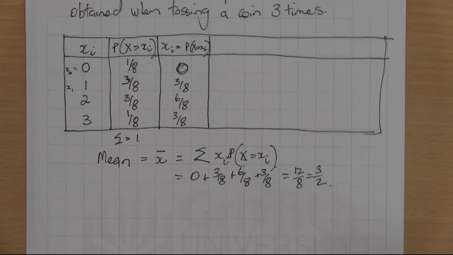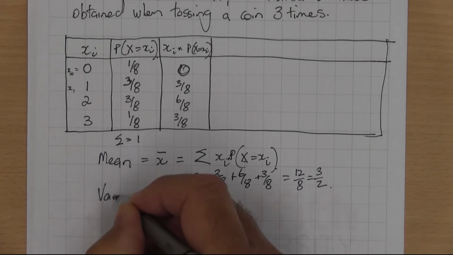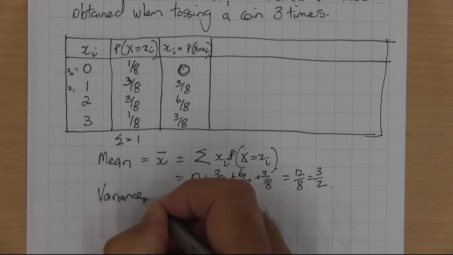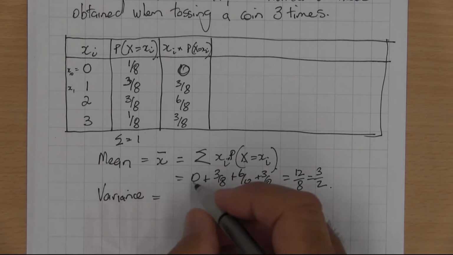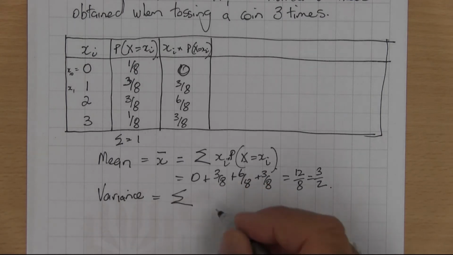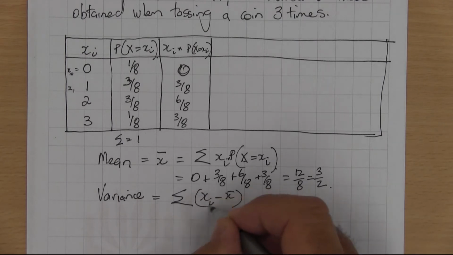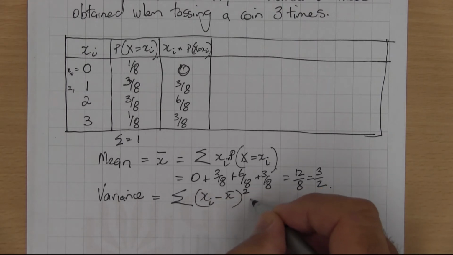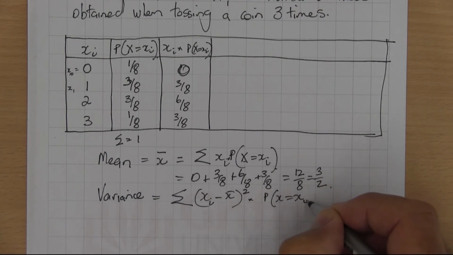The variance, before we can work out the standard deviation, we've got to work out the variance. And as covered in the previous lecture, it is equal to the summation of (xi minus x bar) squared times P(X = xi).